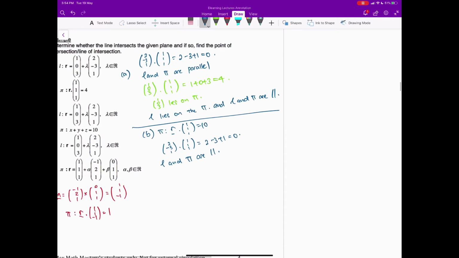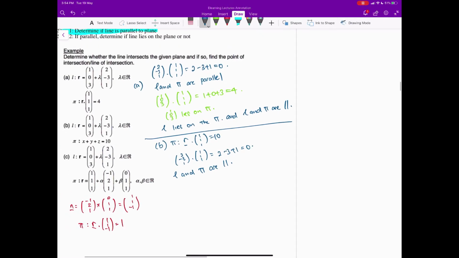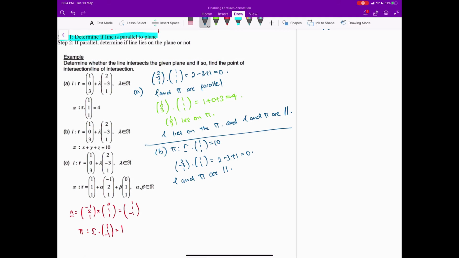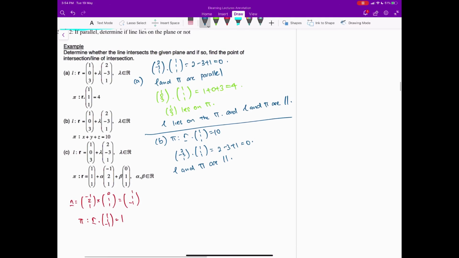Okay, from here, I'm going to check if the line lies on the plane or the line does not lie on the plane. So I'm going to take the point (1, 0, 3), dot with my normal (1, 1, 1). I'll get 1 + 0 + 3, which gives me 4. And this is not equal to 10, where 10 is from the equation of your plane here. Since it's not equal to 10, I can say that the point (1, 0, 3) does not lie on the plane.